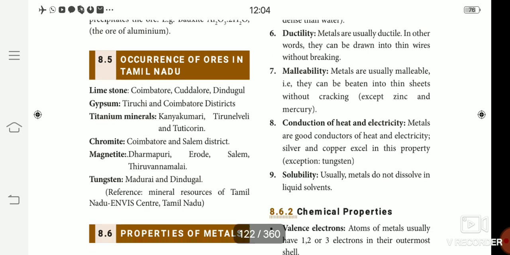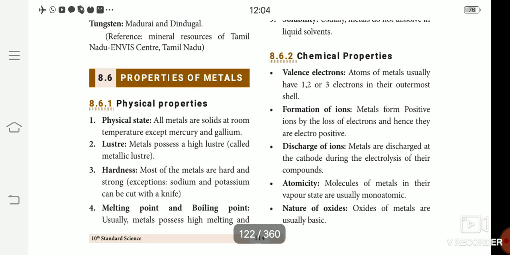Okay, so the next one, the properties of metals. The properties of metals are physical properties and chemical properties. The first one, physical properties. Physical properties means that for a metal, you see the structure, hardness, melting point and boiling point. So these are the physical properties.